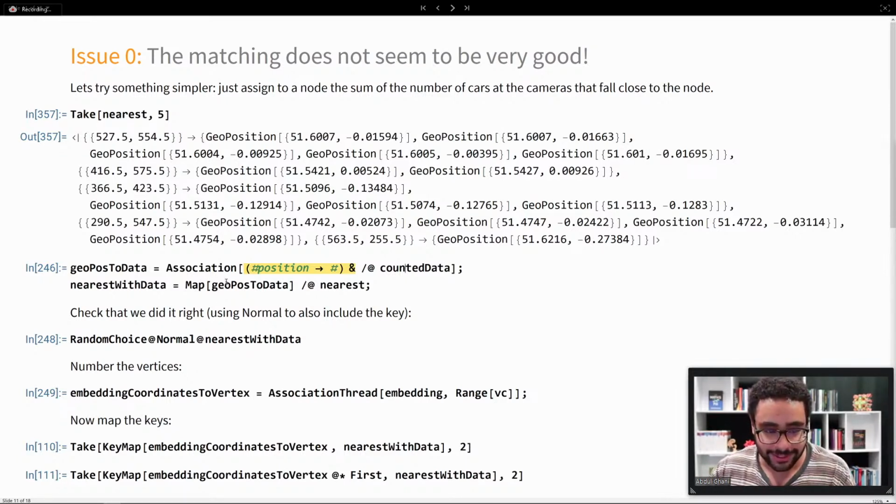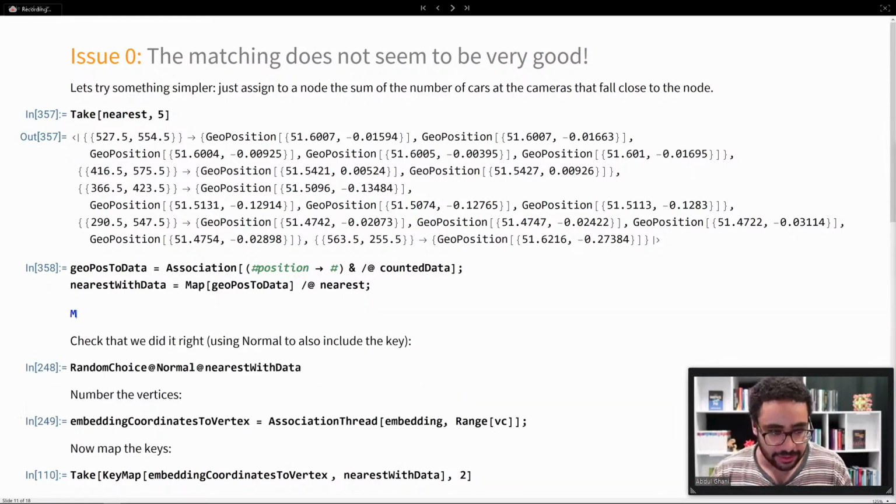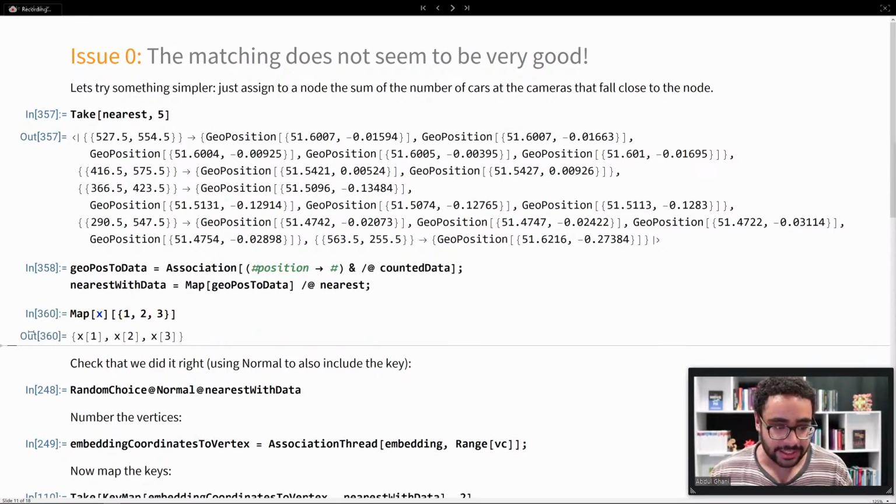And then nearest with data, what we've done is something a little bit confusing. We are mapping map of geopos to data over nearest. What does that mean? This is a so-called operator form, kind of a functional construct. We can see how that looks. Let's say we have this function x, and then we create a new function map of x. If we apply that to a list, that will map x over the list.